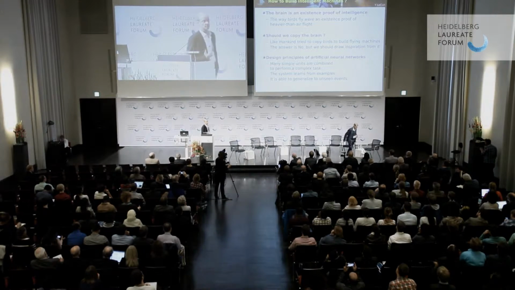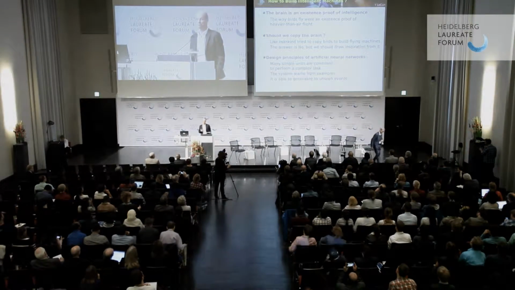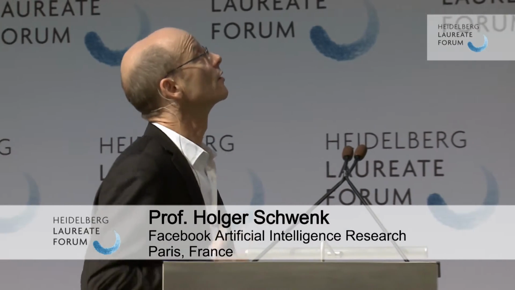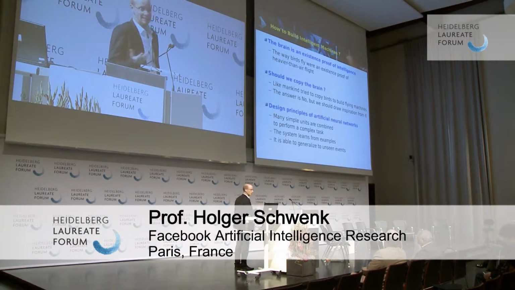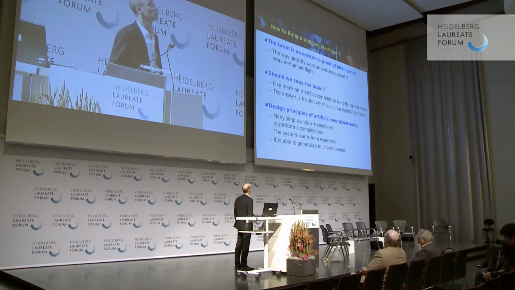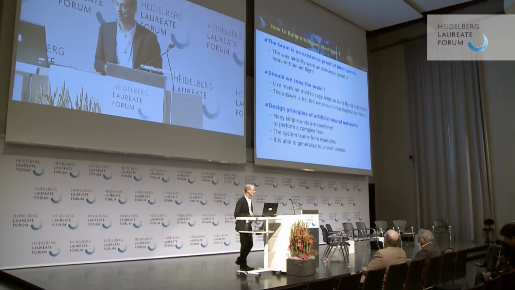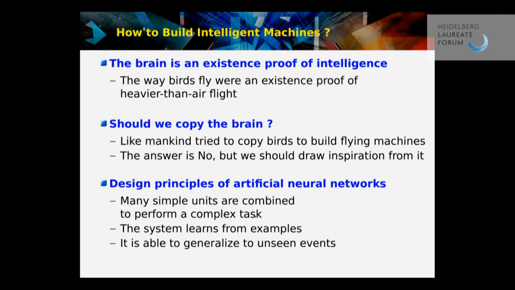If you want to build intelligent systems, the first step is to look at nature. The brain is an existing proof of intelligence, like the birds were an existing proof of flight maybe two centuries ago, when we tried to build machines heavier than air that can fly. So the question arises, should we copy the brain? Maybe like mankind did some time ago, when they copied birds to build flying machines. The answer is no, but we should draw inspiration from it.